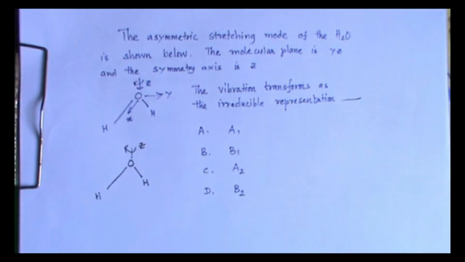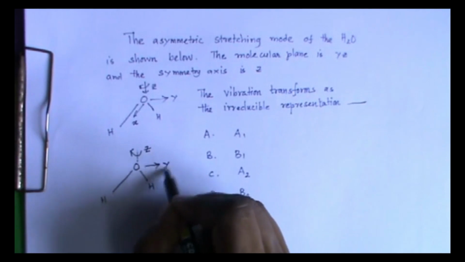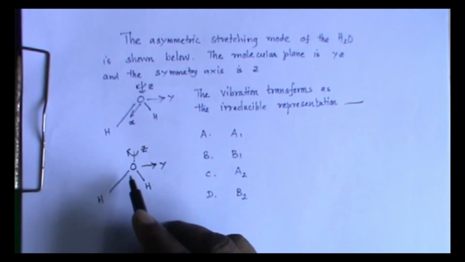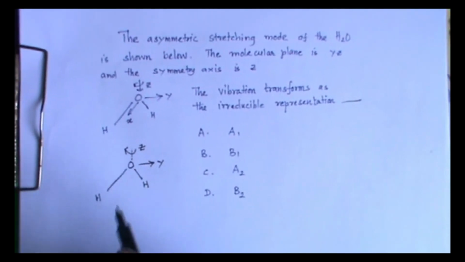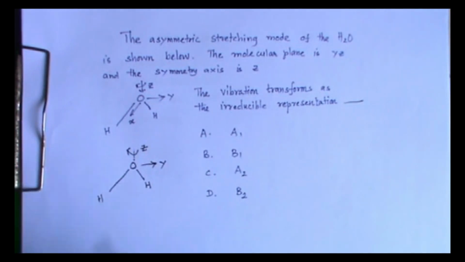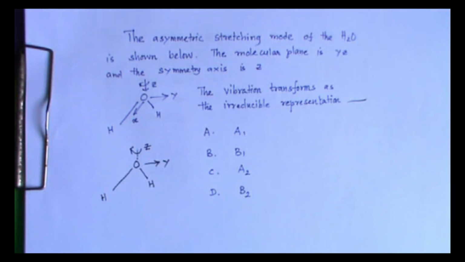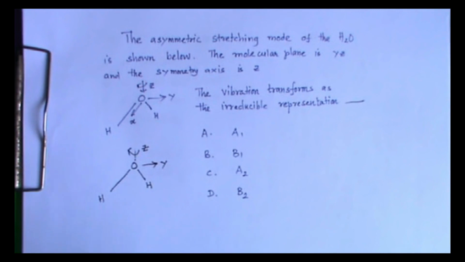This is Z. So this should be Y. The axis perpendicular to the plane of the paper, that is towards us, will be X. Now the vibration transforms as the irreducible representation. We have to find out which irreducible representation this particular asymmetric stretching represents.